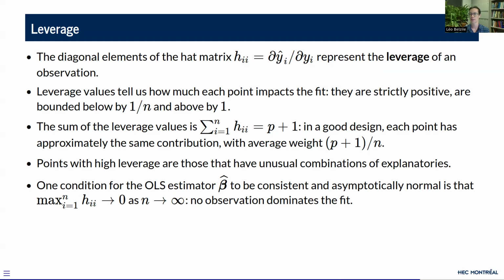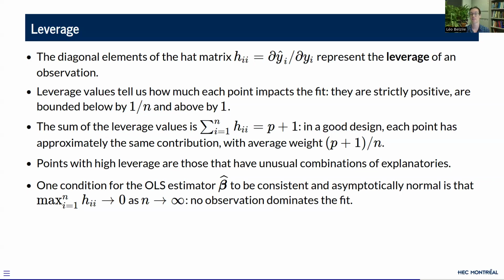And if my design is good and every point contributes equally and fairly to the regression, on average, they should thus have a value of p plus 1 divided by n. That's a good design. Now, they can be anything between 1 over n and 1, as long as they sum to p plus 1. So what we're going to look at is, okay, what are the points that are influential? Which ones affect the fit most? I'm going to show you pictures in a moment. But essentially, we're going to see points that have a high leverage.